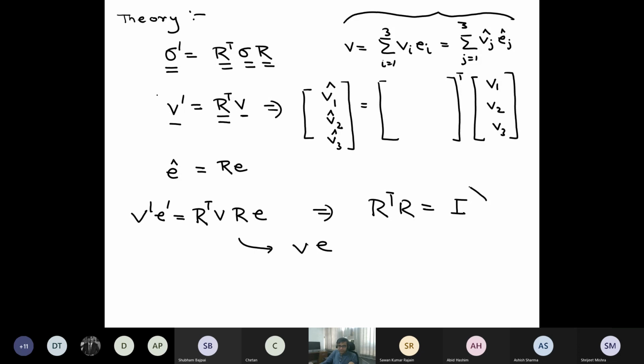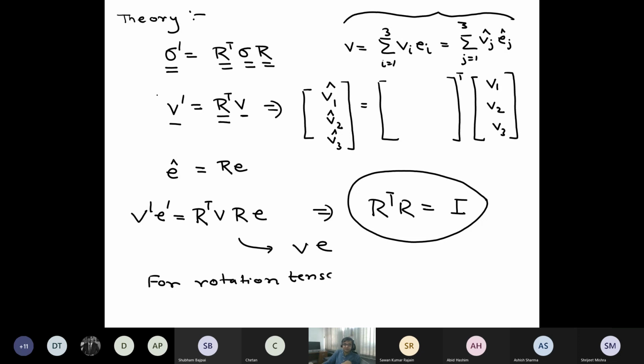OK, so the property I wanted to talk about is this one. For a rotational tensor, R transpose R is always equal to the identity matrix. So this is the property. If you are not getting it, you should recheck your rotational tensor. For a rotational tensor, R transpose R is equal to I.